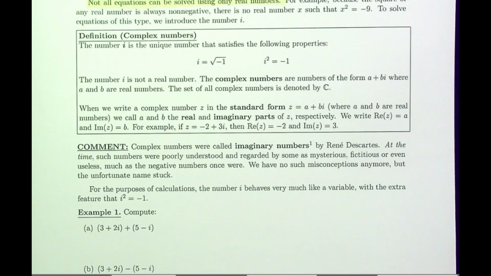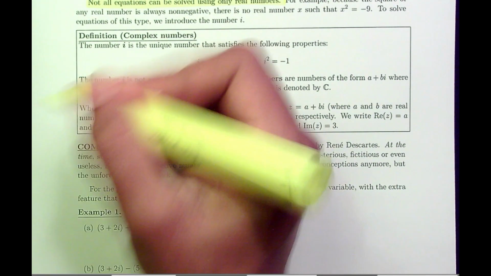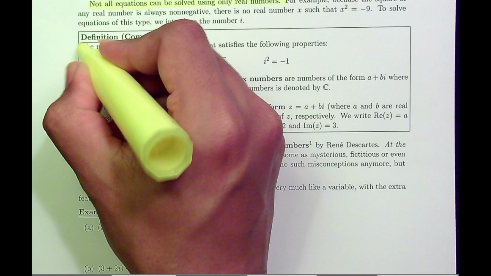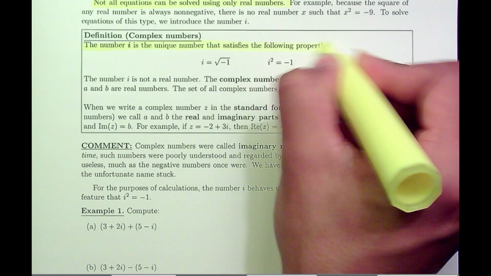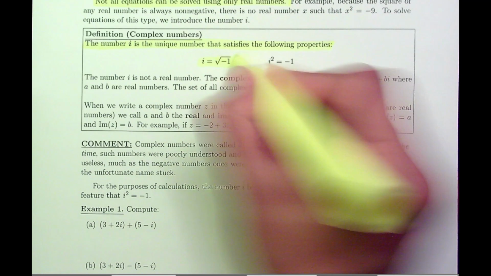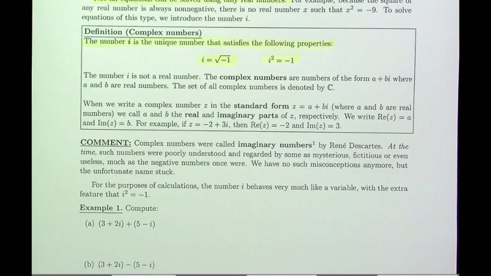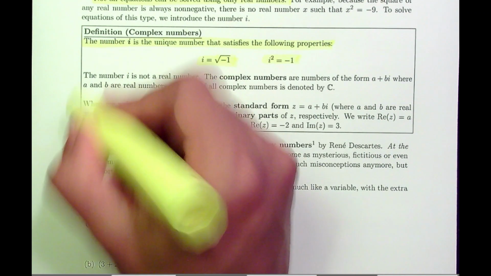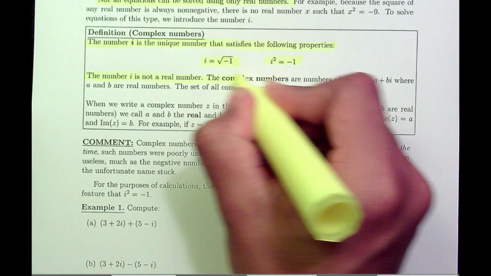Okay, so what is the number i? The number i is a unique and special type of number with the property that when you square it, you get -1, which is like saying i is the principal square root of -1. So the number i is not a real number, because when you square a real number, you cannot get a negative number. You cannot get -1. So it is not a real number. It is what we call an imaginary or complex number.